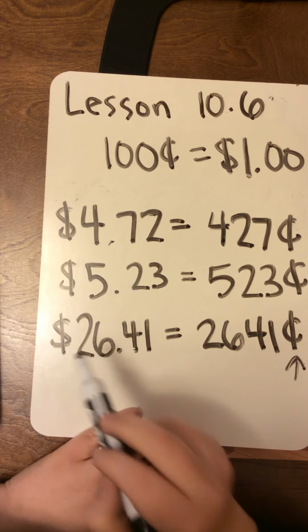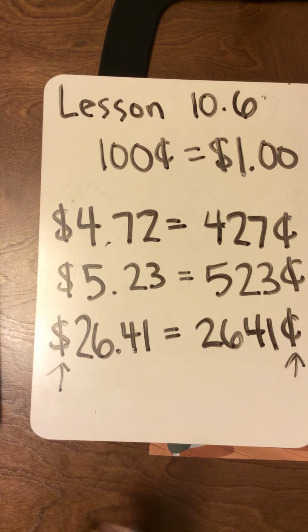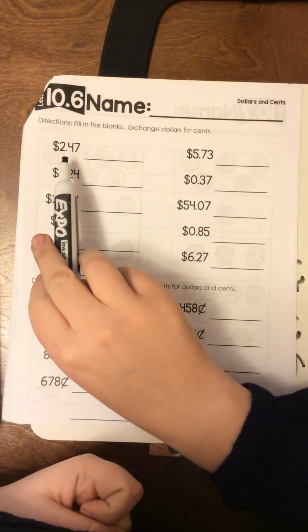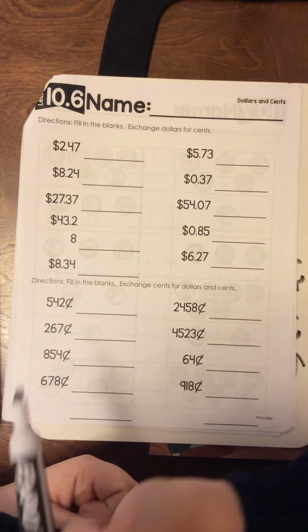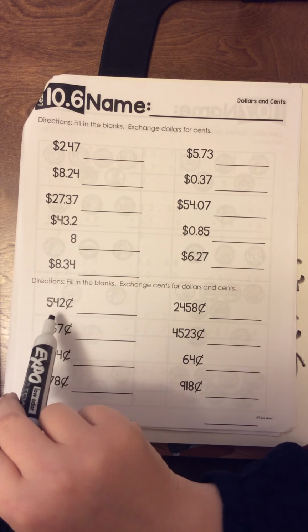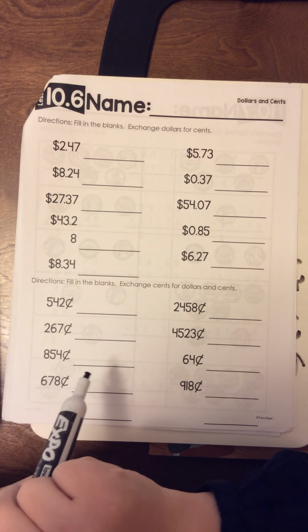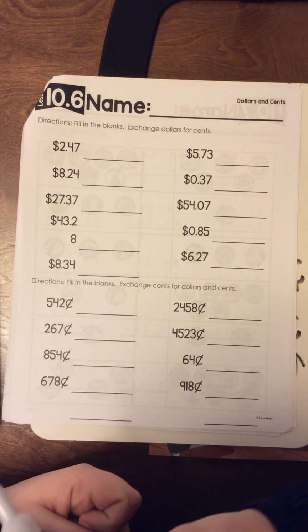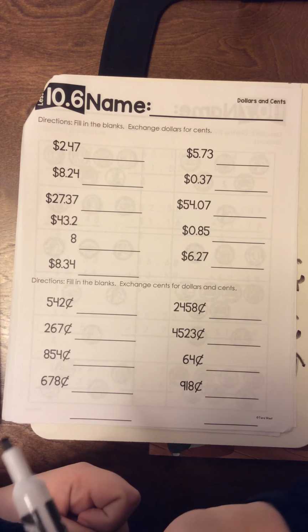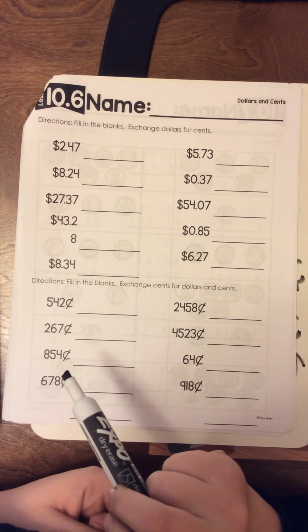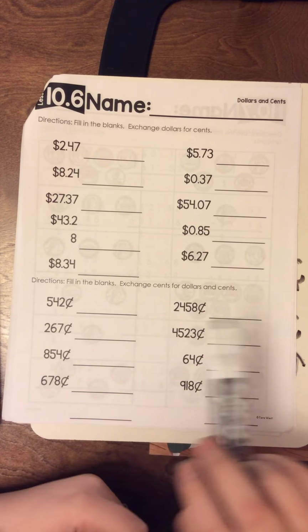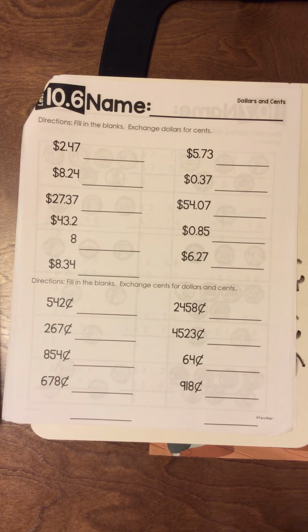Okay? Your independent practice today is just exactly what we just did. This is taking dollars and converting it into cents. And this is taking cents and converting it into dollars and cents. So make sure here you have the cent sign after the number. Here you have the dollar sign before the numbers and the decimal point before the last two digits. Let me or Miss Williams know if you have any questions.